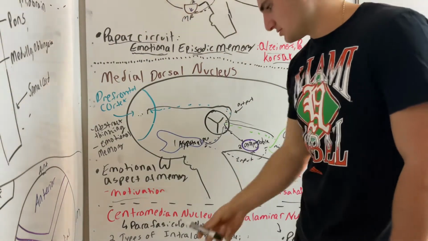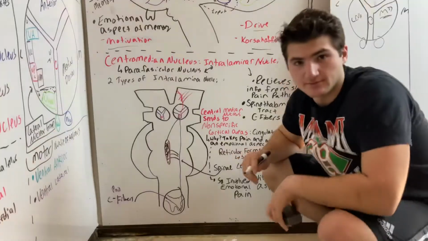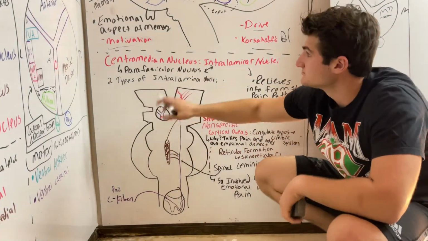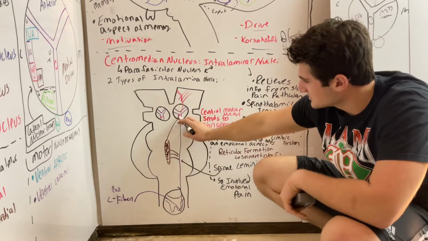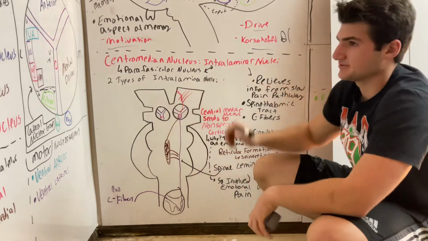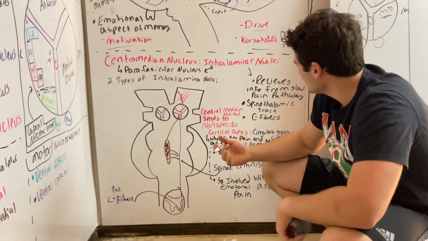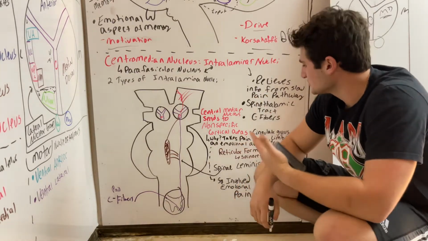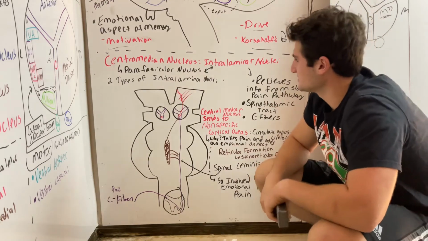We've got to cover one more, the central nucleus. Fine. Now, the last one is the centromedian nucleus. Where is he going to be? Well, here's our thalamus, right? The peace sign, he's right in the middle, in the intralaminar nuclei, right? We have a couple types of intralaminar nuclei, but we're mainly going to focus on which one? Mainly going to focus on the centromedian nucleus.